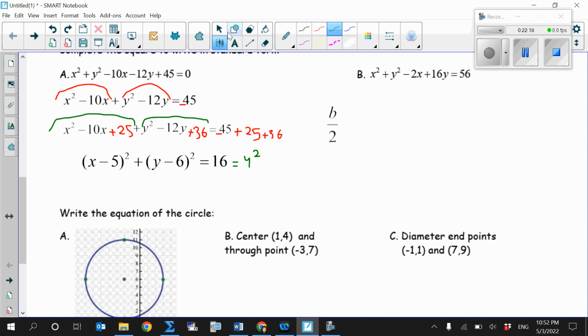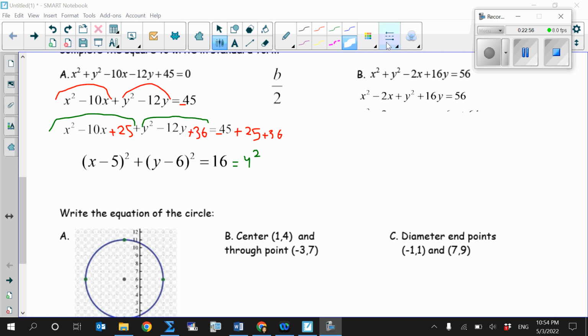Now let's practice one more example here. So we have x squared plus y squared minus 2x plus 16y. So the first thing that we do is to put all the x's together, all the y's together, and the numbers on the other side, which in this case 56 is already on the other side. So let's put everything in order. Now we will have x squared minus 2x plus y squared plus 16y. So the x's are together, the y's are together. The number is also on the other side.